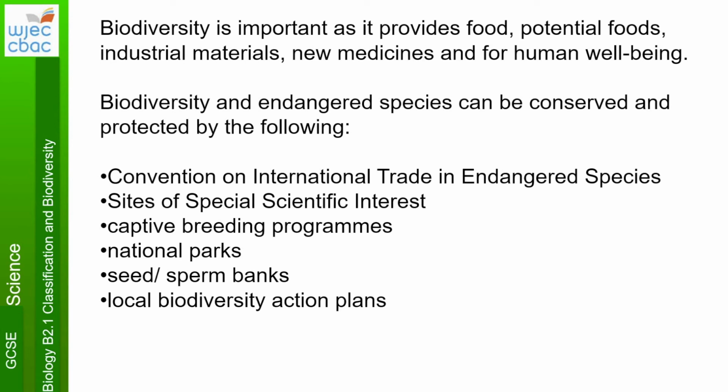Captive breeding programs, often found in zoos. I know not everybody is a fan of zoos, but sometimes those programs are really important to protect endangered species. We have national parks where we can see specimens of trees and particular types of animals that would live there. We have seed banks. Up in Kew in London is one of the largest seed banks, where a selection of seeds from most plants have been preserved to ensure that species don't become extinct, and sperm banks as well to prevent extinction.